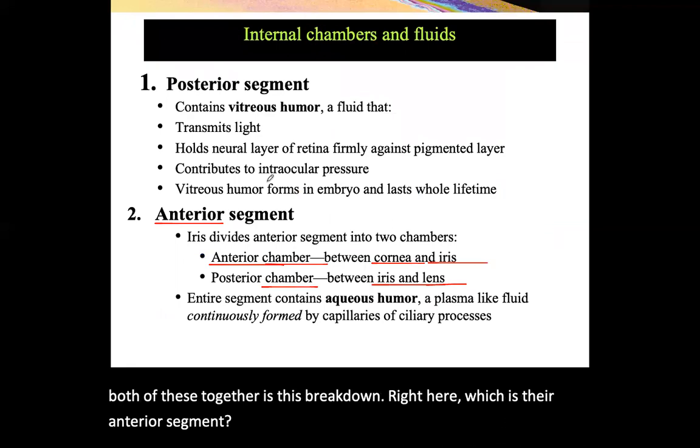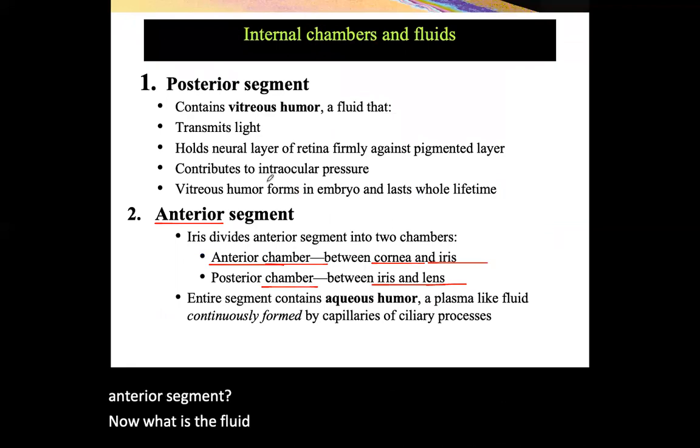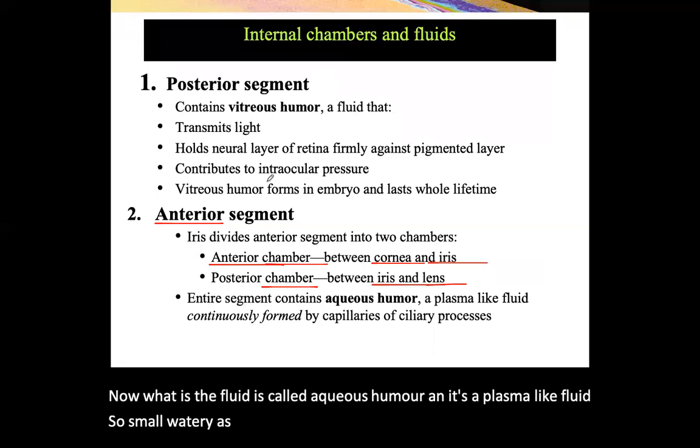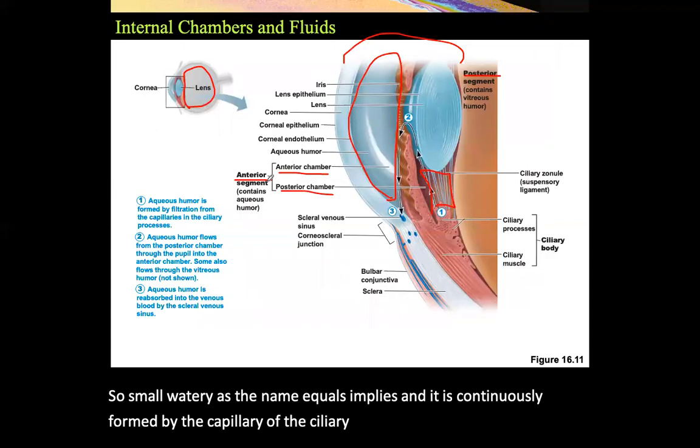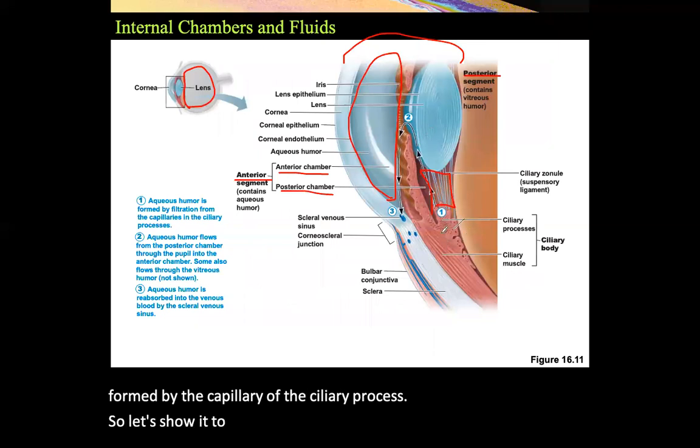Now, what is the fluid? The fluid is called aqueous humor, and it's a plasma-like fluid, so it's more watery, as the name aqueous implies, and it is continuously formed by the capillaries of the ciliary process. So let's show it to you. So here is basically your ciliary process right here, these holes.